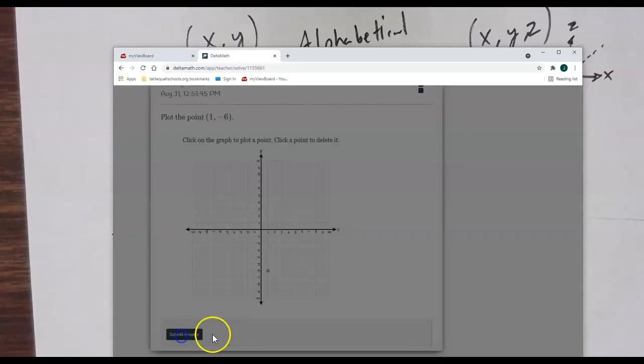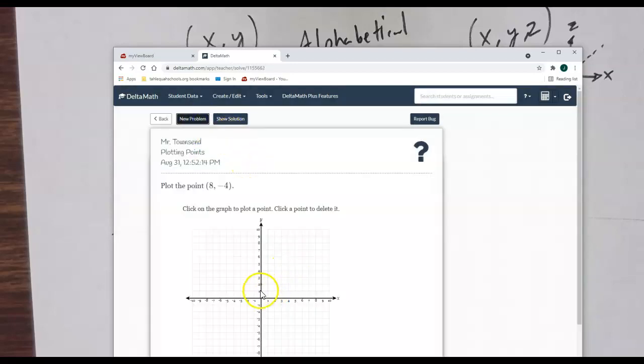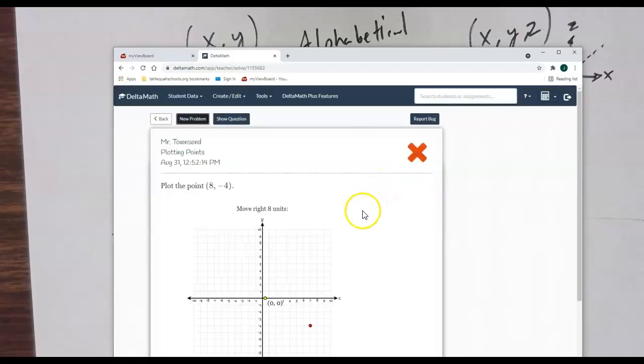We'll have a couple of these where you've got to plot your points, and it'll say whether or not you got it right. Hopefully that's not a problem. 8 from the origin is to the right. Down 4 is down 4. Check your work. Are you right? Oh. What did I do wrong? I only went 7 to the right. So be careful whenever you're doing that. I didn't go far enough to the right. But it does show you a nice little representation of that if you do get it wrong.